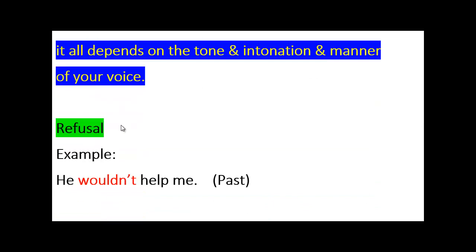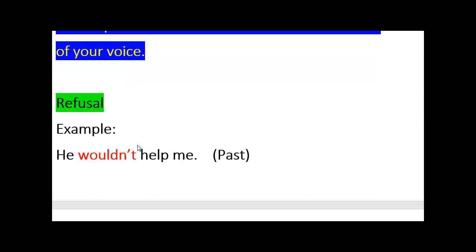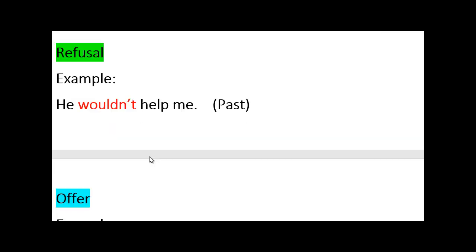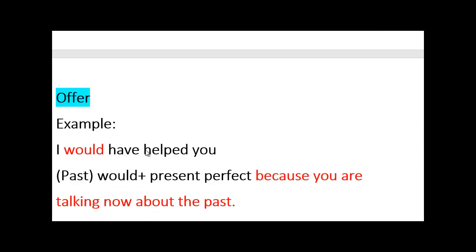Moving on to refusal. If you refuse, he wouldn't help me. You're talking about something that happened in the past. He wouldn't help me, okay? So he won't help me for the present, and he wouldn't help me for the past. For an offer, I would have helped you. You're using would in the past, plus the present perfect, okay? Because you are talking now about the past.